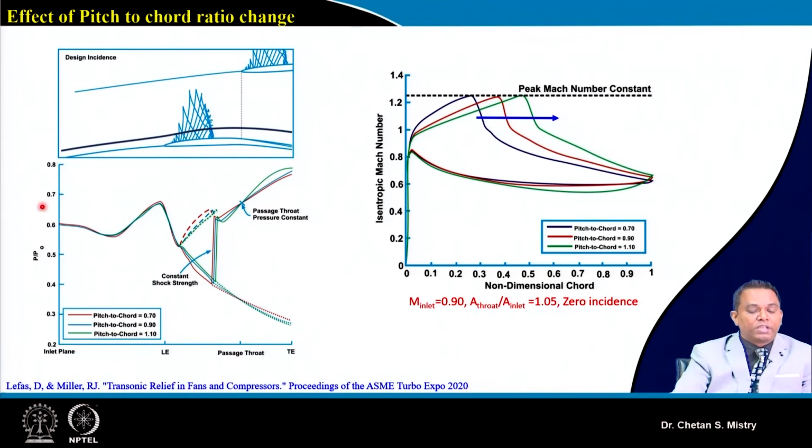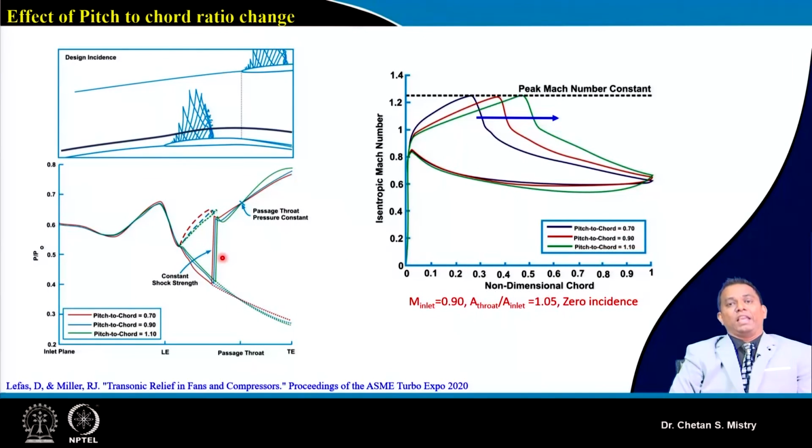So, in this case, when we are comparing different pitch to chord ratios, the location is going to change. And this is changing the strength of my shock, and that will lead to a change in my flow parameters or flow behavior in the later stages. So, this study is very important for our study.